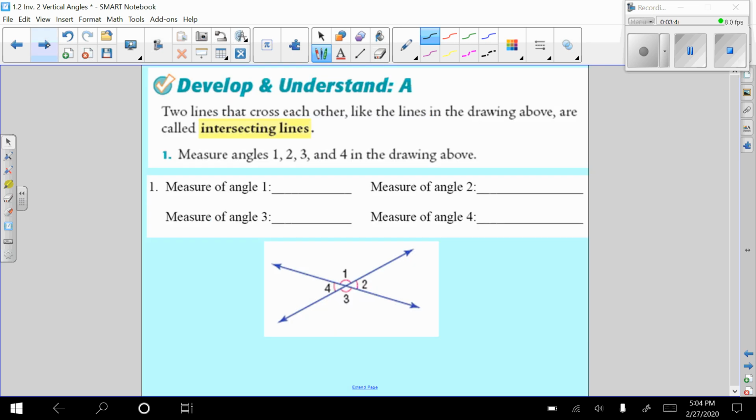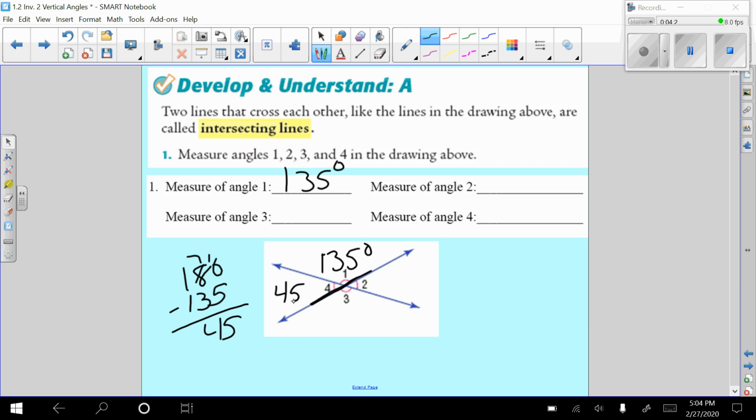So now, if I know that angle 1 is 135 degrees, how do I find the rest of the angles? Well, I can use what I know about supplementary angles to help me. So, if angle 1 is 135 degrees, how much would angle 4 be? Well, they form a line. Here's my line, so they're supplementary. So angle 4 would be 180 minus 135. How much would that give me? Go ahead and do the subtraction. Borrow when you need to. This would find out that this is 45 degrees.